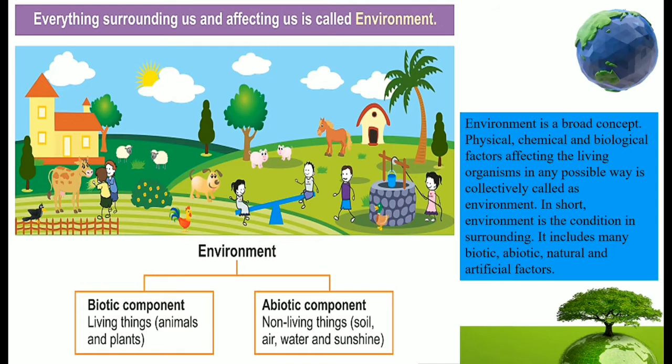ठीक है. There are different types of surroundings depending upon the conditions that are there. जैसे कि डेजर्ट रीजन है तो वहाँ के कंडीशंस अलग होंगे, वहाँ के ऑर्गेनिजम्स अलग होंगे. We have seen that in ecosystem also. So it includes many biotic and abiotic and natural and artificial factors. There are two types of environment that we will be studying. Okay, so I hope the concept of environment is clear to all of you.